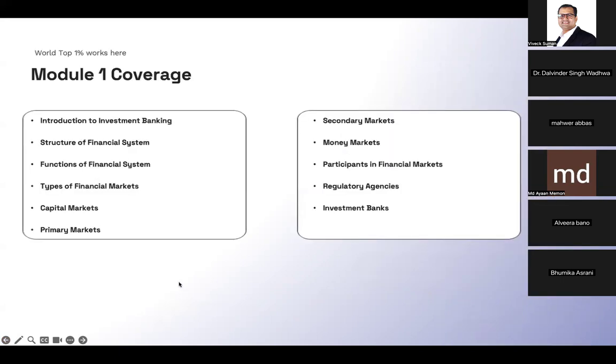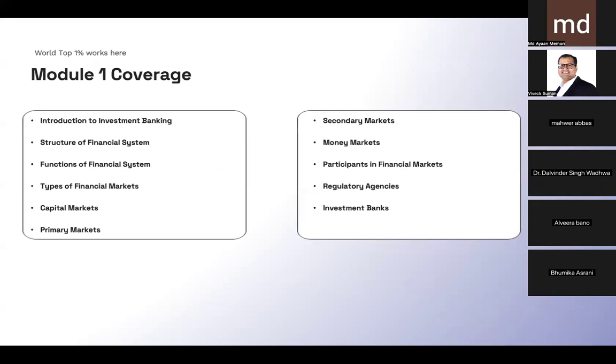So we started with introducing investment banking. We also talked about myself and the structure of the financial system. I see somebody has a question; we will take it up after I complete the recap. Then the function of financial markets. Then we went into the types of financial market: capital market, primary market, secondary market, money market. And then we looked into the financial market participants, including regulatory agencies. And today, in short, we will cover the investment bank.